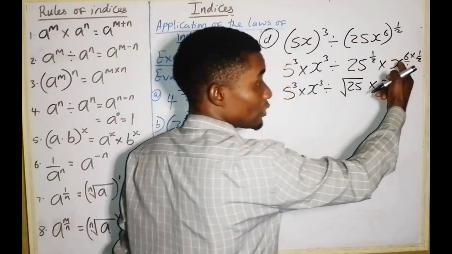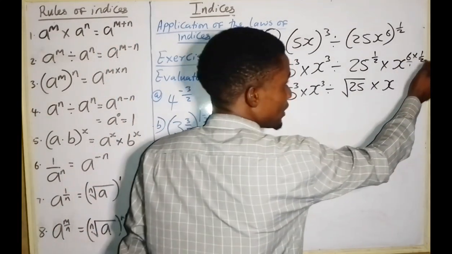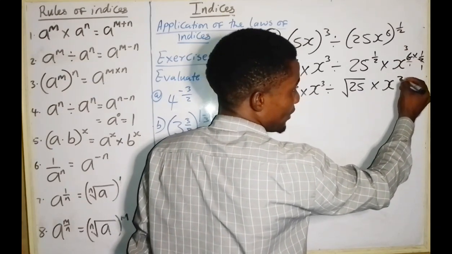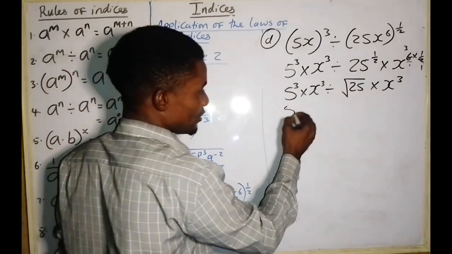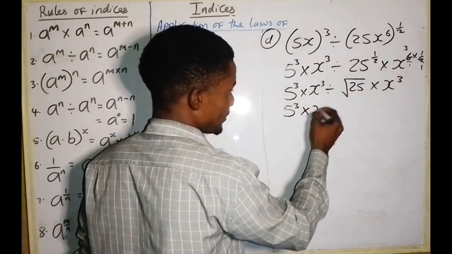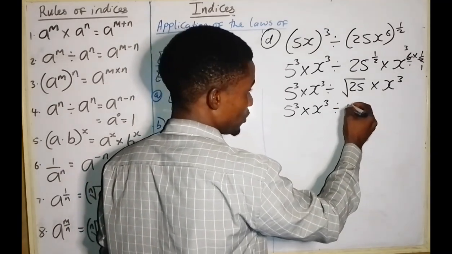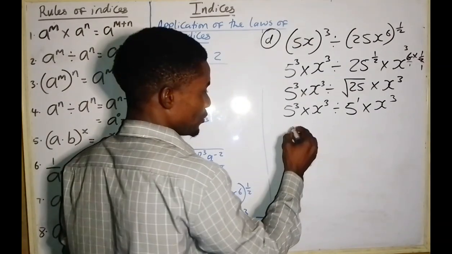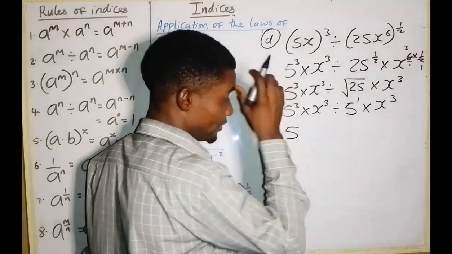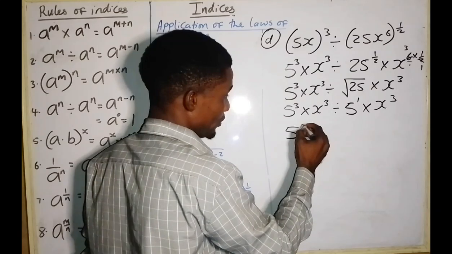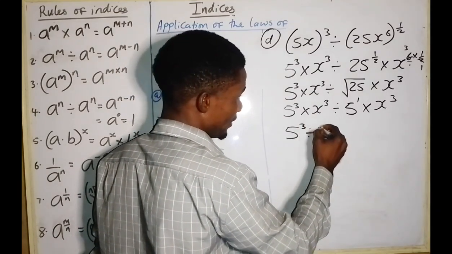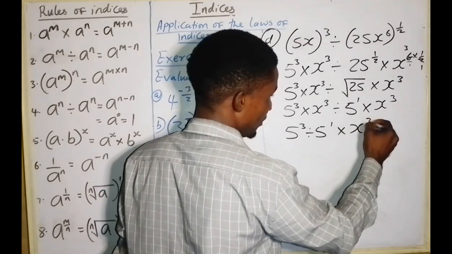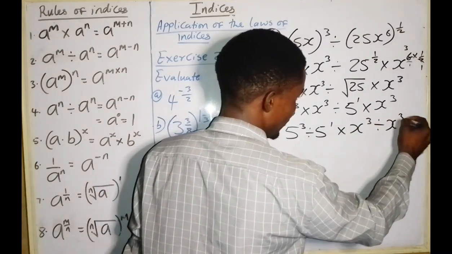Here now, this is a multiplication fraction. So we just simplify. 2 here, 1, 2 here is what? Is 3. So we have x raised to the power of 3. So we can solve further by saying 5 raised to the power of 3 times x raised to the power of 3 divided by the square root of 25, which is 5 raised to the power of 1 times x raised to the power of 3. So let's apply our division law of indices. So we have 5 raised to the power of 3 divided by 5 raised to the power of 1 times x raised to the power of 3 divided by x raised to the power of 3.